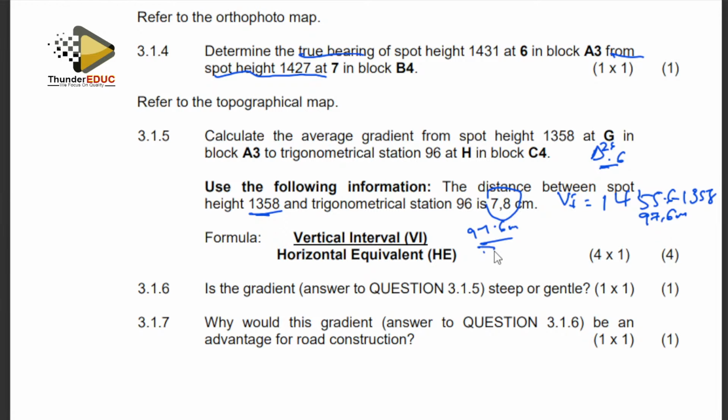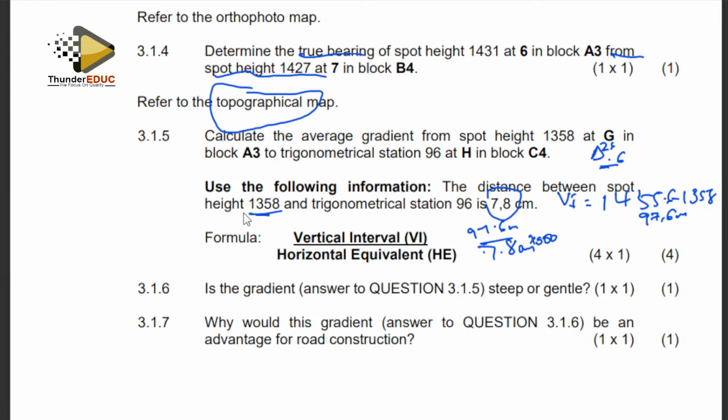So you just say 7.8 centimeters, and 7.8 centimeters we multiply it by what? By 500. Why 500? Because the map we are using in this question is a topographic map. Please don't forget, I said topographic, meters, 500 kilometers, 0.5. Then you multiply. Let me multiply.